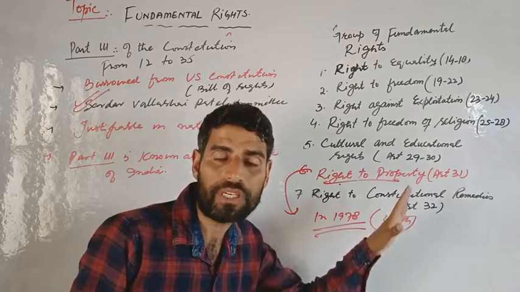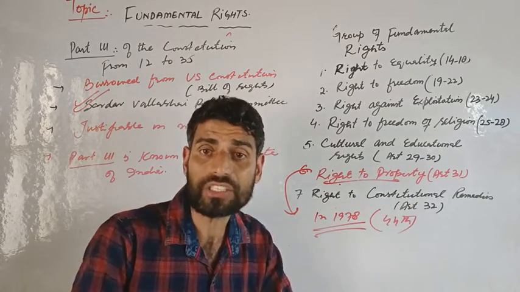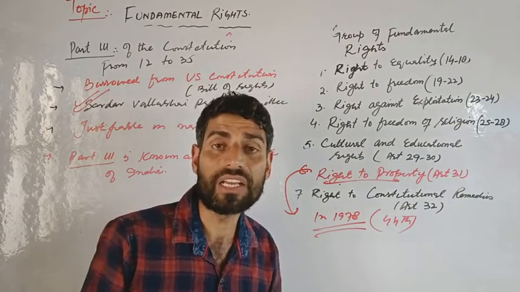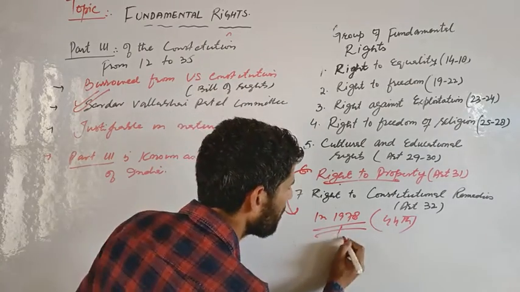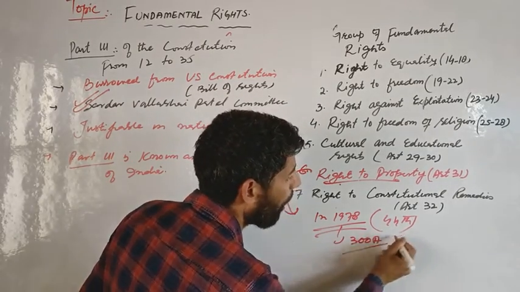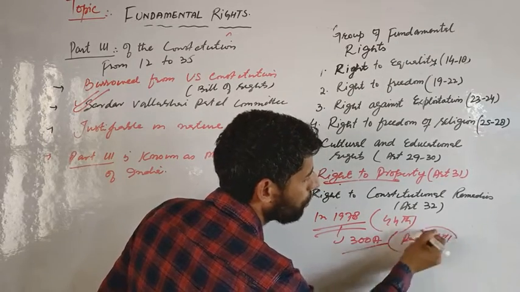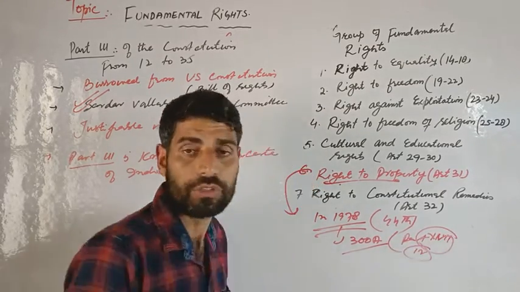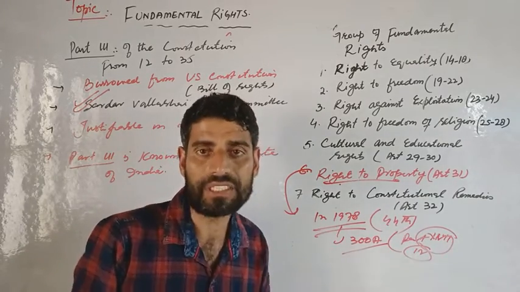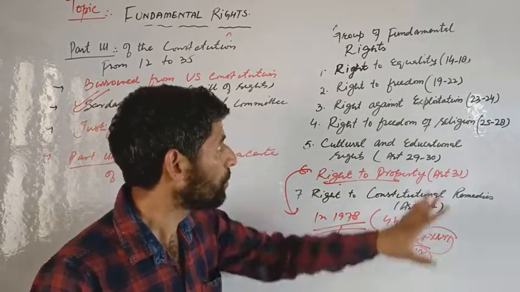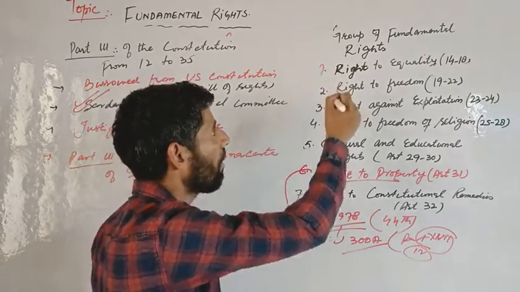The right to property was deleted from the list of fundamental rights. Now it's a legal right under Article 300A, in Part 12 of the Constitution. The right to property is now a legal right. So we now have only 6 fundamental rights.